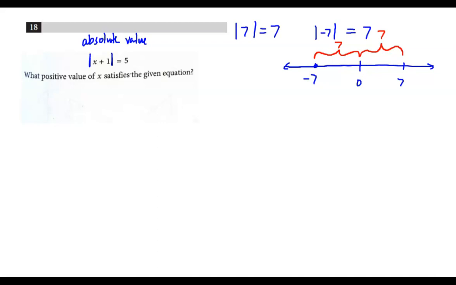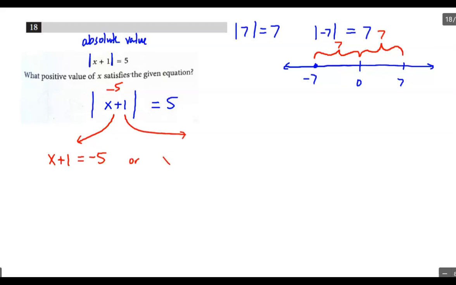So if you think about this problem over here, when they say the absolute value of x plus 1 gives us an answer of 5, well, we know that there are two things inside here that could give us a +5. Either x plus 1 is really a negative 5, because the absolute value of negative 5 would be 5, or x plus 1 could turn out to be a positive 5. Either way, we're going to end up with an answer of 5. So we just got to solve both cases.